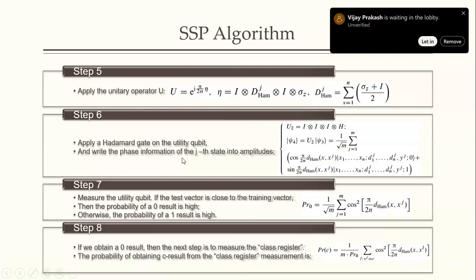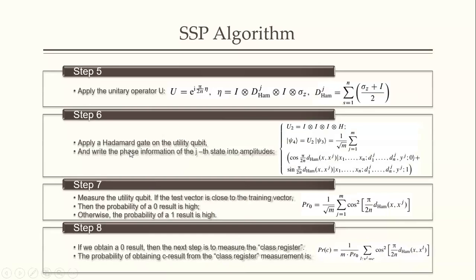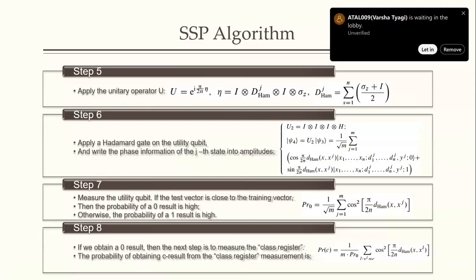After that, applying an ATAL gate on the utility qubit and write the phase information on the jth state into amplitudes. Then 7th step, measure the utility qubit. Why I am running is that the time is 7:25. Within 5 minutes I have to close. So only I am running.